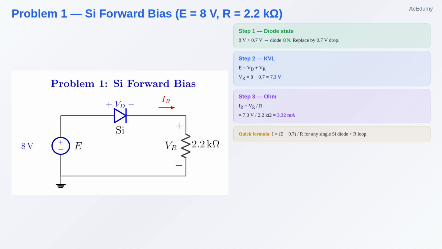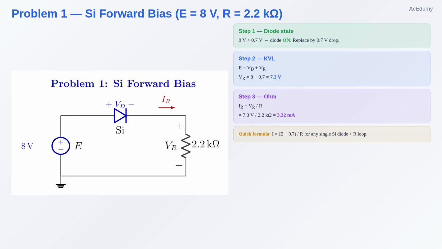Step 1. Is the diode on? We have 8 volts pushing current forward, and the silicon turn-on voltage is only 0.7, so yes, the diode is on. When silicon is on, we replace it with a 0.7 volt drop. That is our first answer. VD equals 0.7 volts.